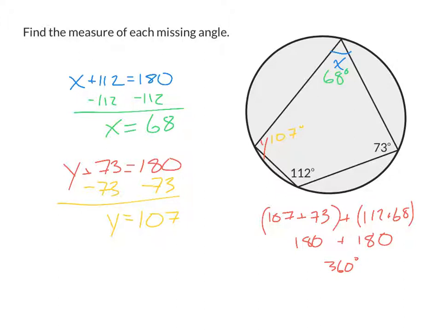Okay, so that's our proof. Opposite angles in an inscribed quadrilateral are supplementary. For now, we are done.